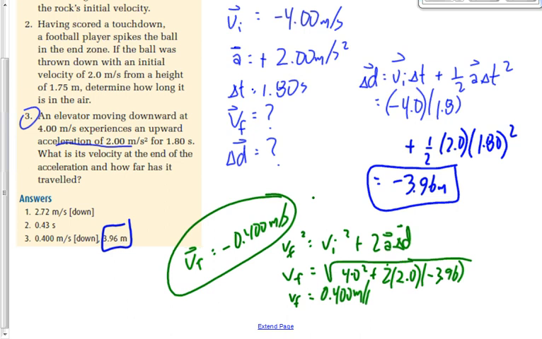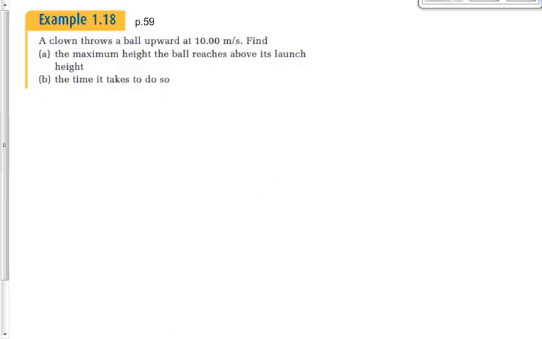All right, let's take a look at another one here. Oh my goodness, more questions? Oh, less than half of you got that one, so I think we need to do more questions, yeah. This one says a clown throws a ball upward at 10 meters per second. And the maximum height the ball goes. Oh, goodness. It's a good thing we are doing another question because this one looks hard.